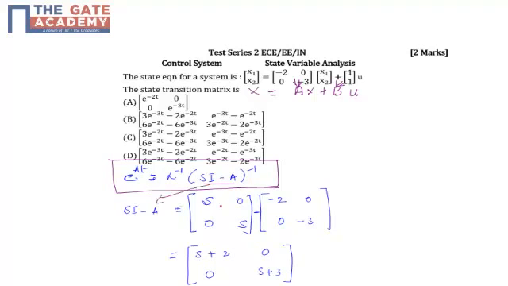So s into I is nothing but the identity matrix multiplied with s. So this is s into I minus A, this is the A matrix. When you subtract these two matrices, we will obtain this matrix. So we have obtained sI minus A.